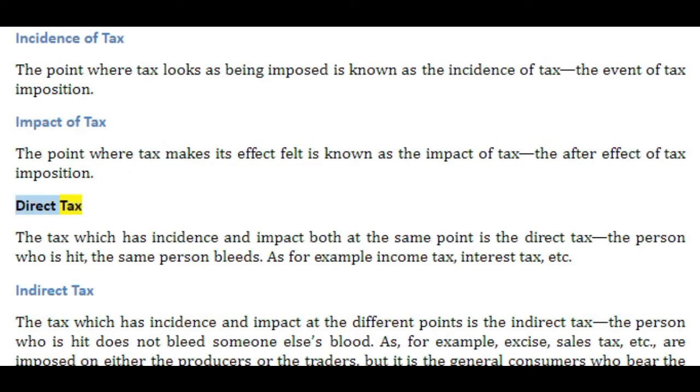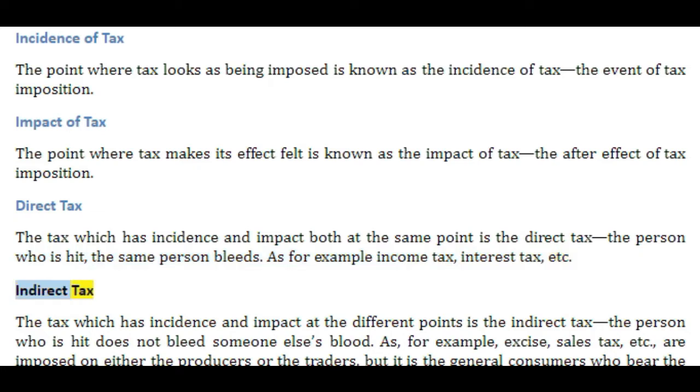Direct tax. The tax which has incidence and impact both at the same point is the direct tax. The person who is hit, the same person bleeds. As for example income tax, interest tax, etc.